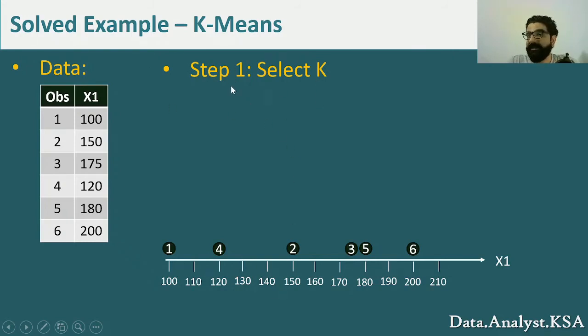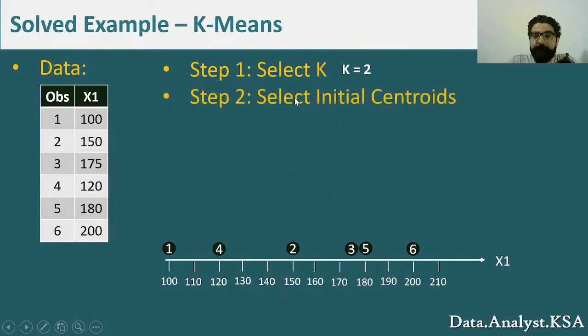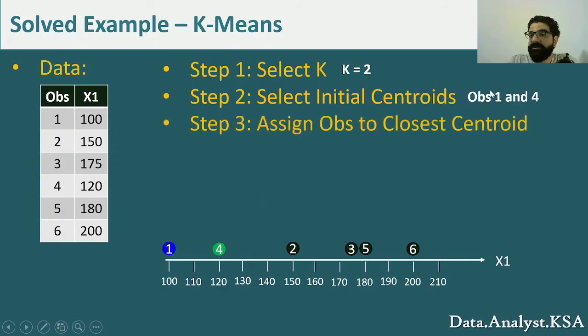First we're going to select k. Let's say arbitrarily we want to select k equal 2. We believe that 2 is a good number for our observations. Now we need to select initial centroids. Let's say we just randomly select the first 2 points here as the initial centroids, so observation 1 and observation 4. Let's color them to make it easier to visualize the clustering.